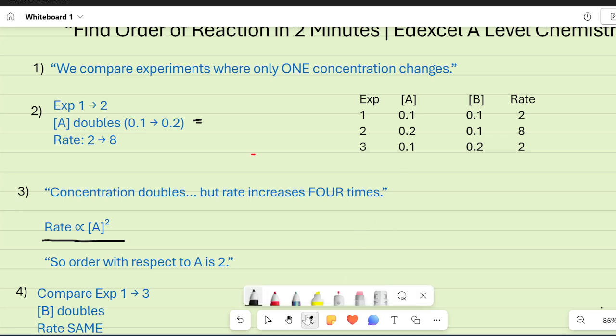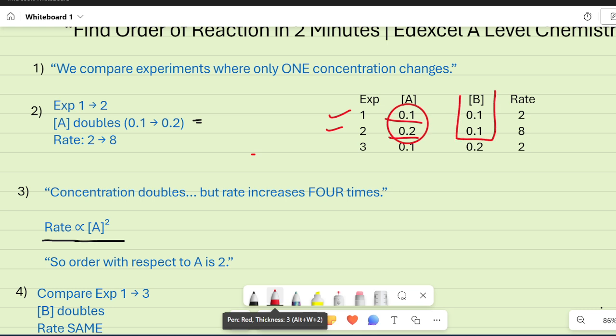Now with respect to A, if you look at the experiments, you find that in experiment number 1, the concentration of A is 0.1, in experiment number 2 it's 0.2. Meaning it changed between experiment number 1 and experiment number 2, while B concentration remained constant in experiment number 1 and 2, and the rate changed as well. Now you need to find out how much the rate changed.